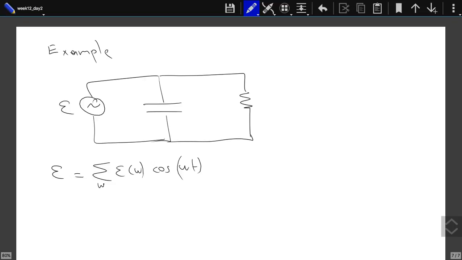If omega is very small, then what will happen to the capacitor? Will it be fully charged after some time? It will be fully charged, right? After some time. So if it is fully charged, then there won't be any current going through the capacitor, and all the current will go through the resistor. So on the resistor, small frequencies will arrive at the resistor.